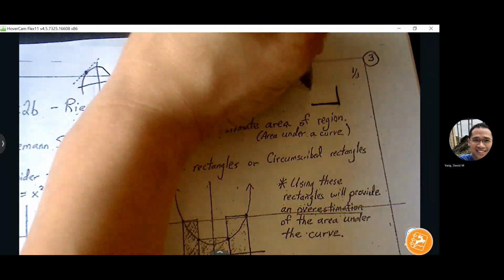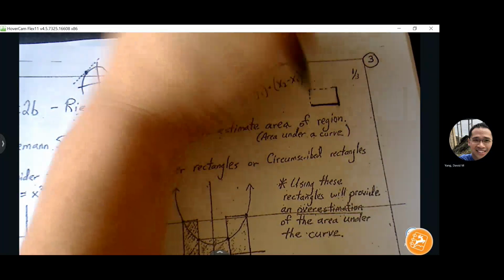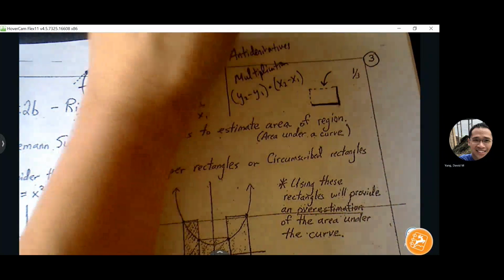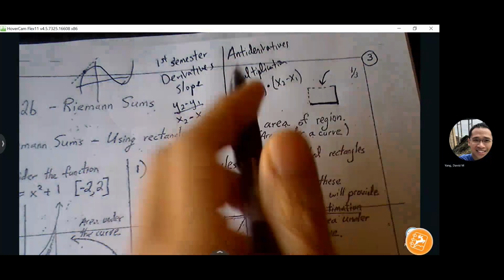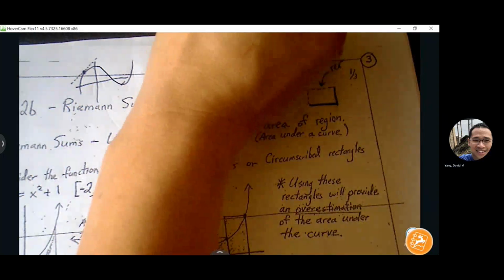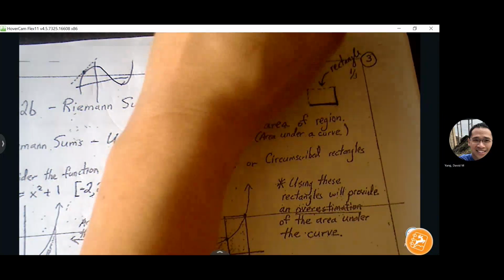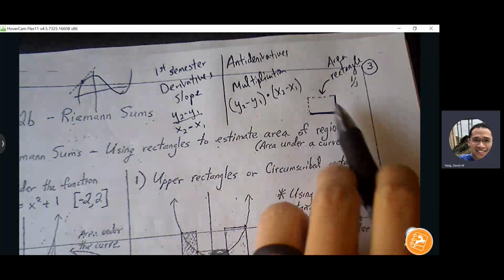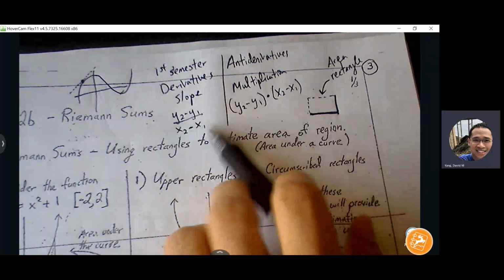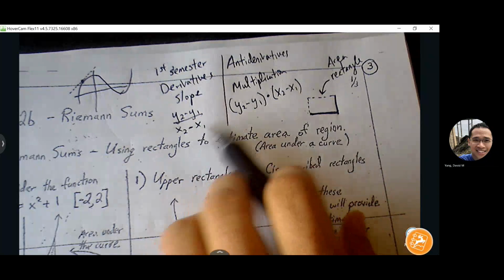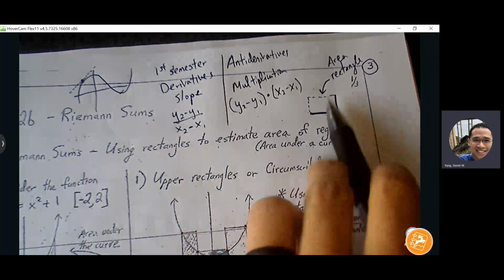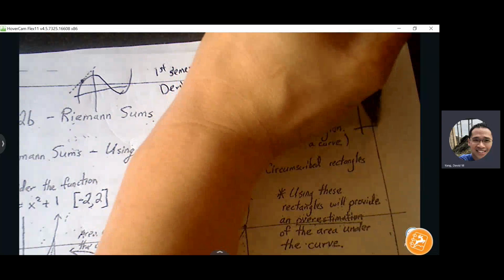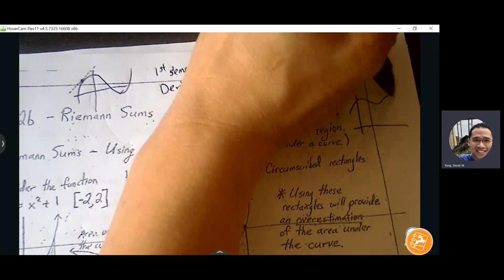Area of what? Area of, what's the shape here? Rectangle, right? Area of a rectangle. So we see that the inverse process of slope is going to be something that produces length times width, which is area. And that is going to help us guide what we're going to do with this unit here.